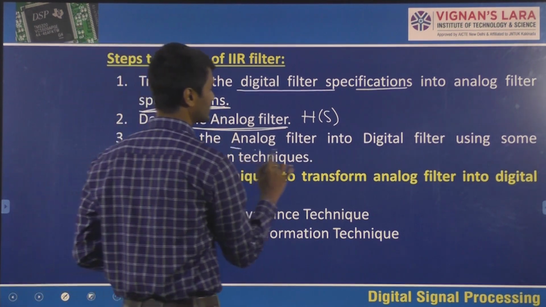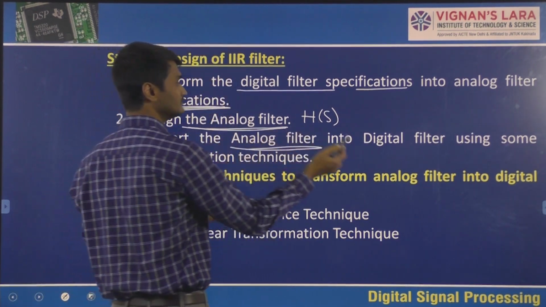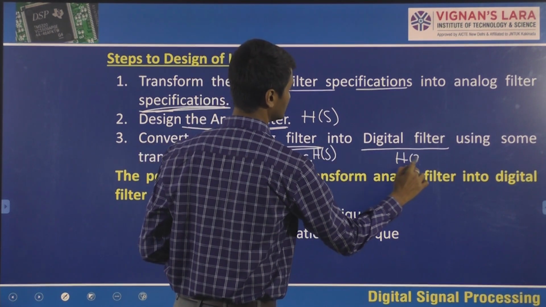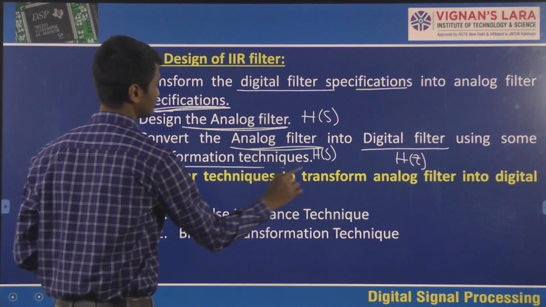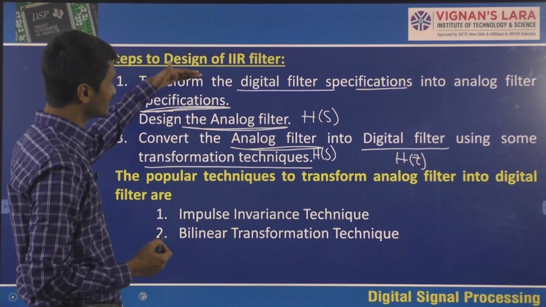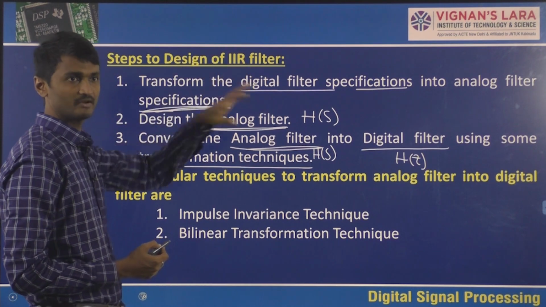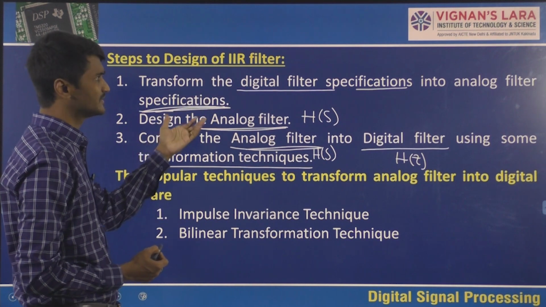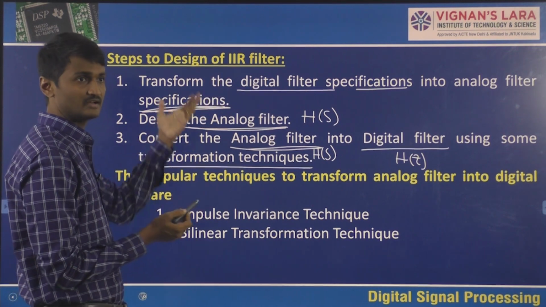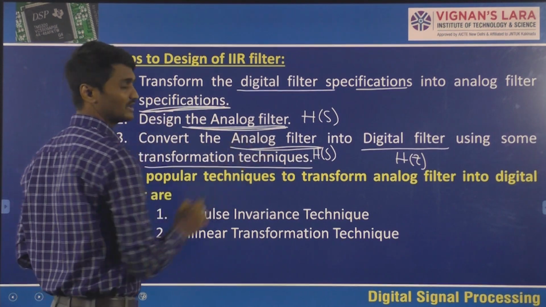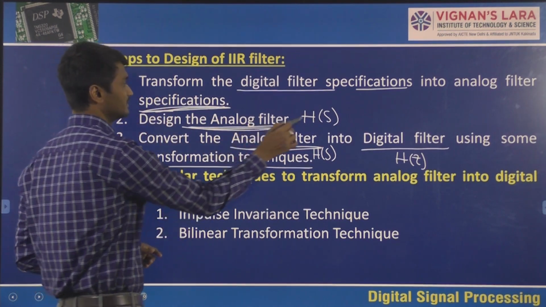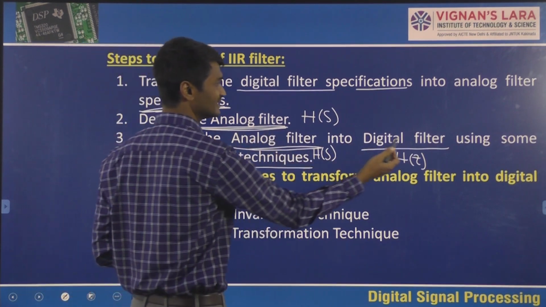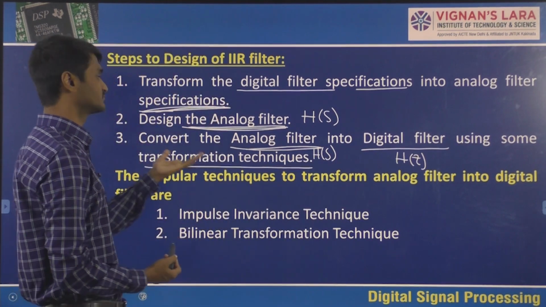Then convert that analog filter, that is H of S, into a digital filter, H of Z, by using some transformation techniques. The first step is needed only if the given specifications are in digital form; if the given specifications are in analog form, we simply design the analog filter, that is, H of S.